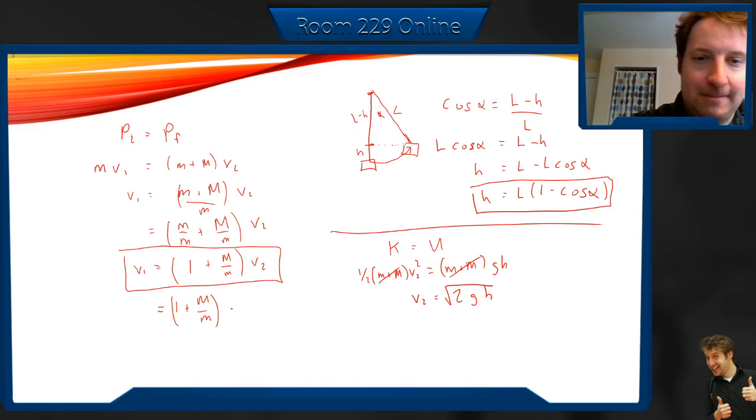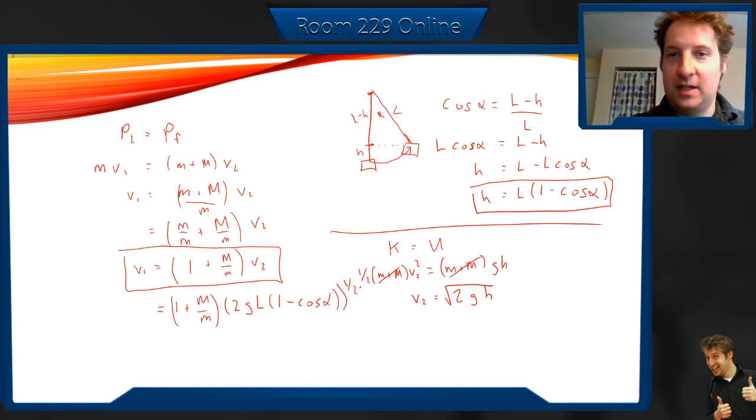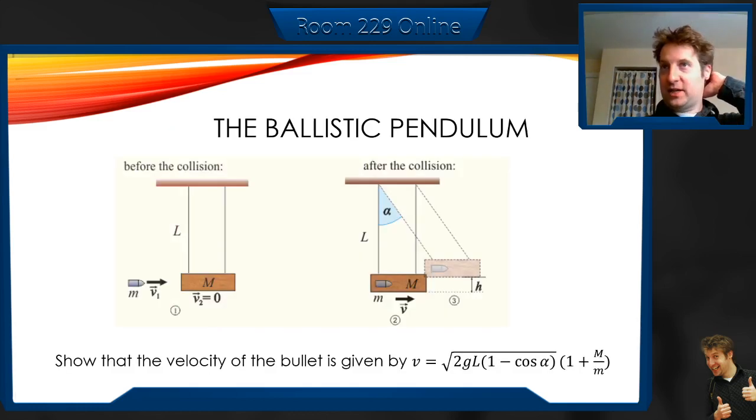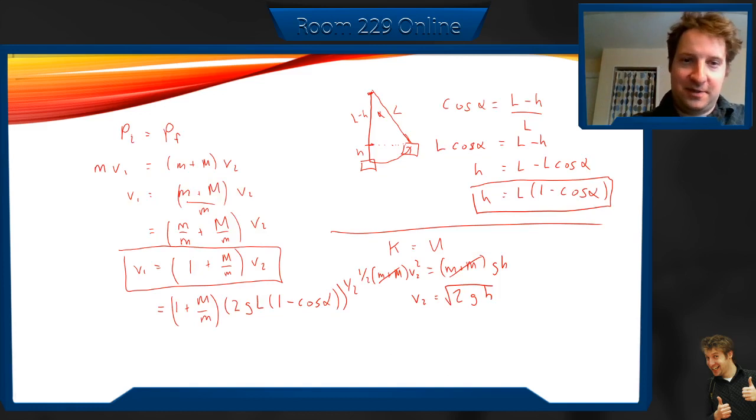Now let's do some fun. Let's go here: 2g, and what's h? That's L times (1 minus cos alpha), and this whole thing is to the 1/2. Is that what we wanted? Let's go back and check. Oh, look, that is exactly what we wanted, just rearranged.